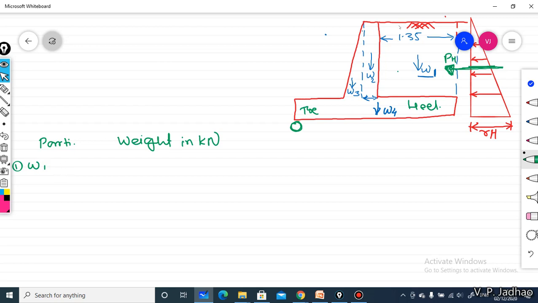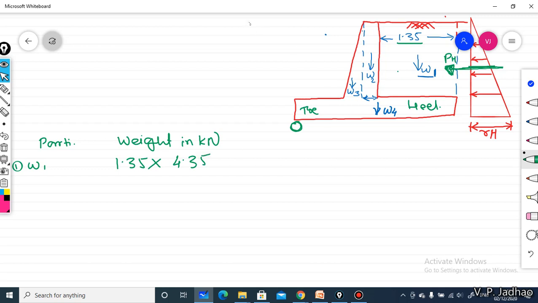Weight of backfill means the weight of this particular portion. This will be the volume multiplied by the weight density of your soil mass. So weight W1, that is the weight of your backfill, will be equal to the volume, which is 1.35 multiplied by the height of your soil mass.